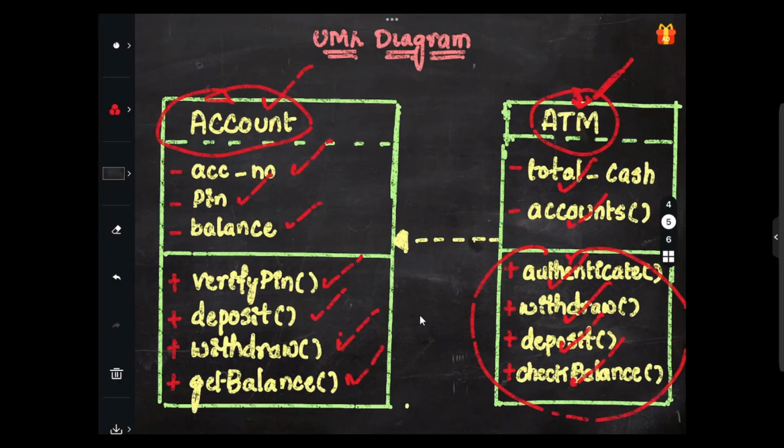Within the Account class, we'll be making use of these four methods: verify PIN, deposit, withdraw, and get balance. Just pause the video and have a look into it. We'll articulate the same thing in the form of code along with the logic. Now as we have the complete understanding, let's start writing the code.